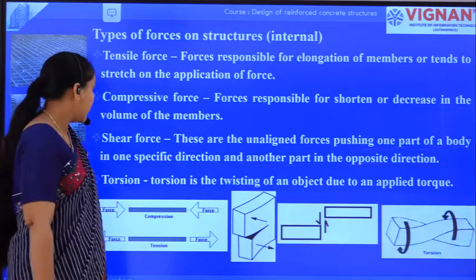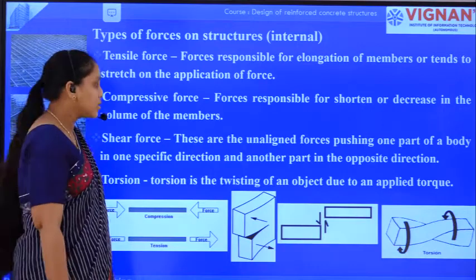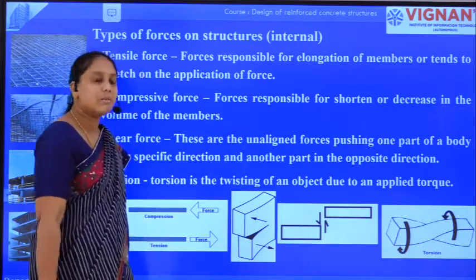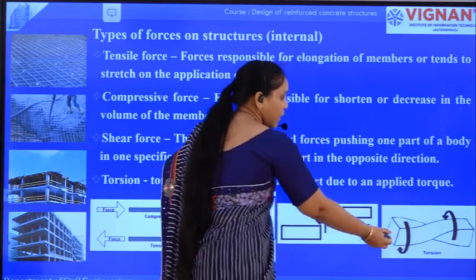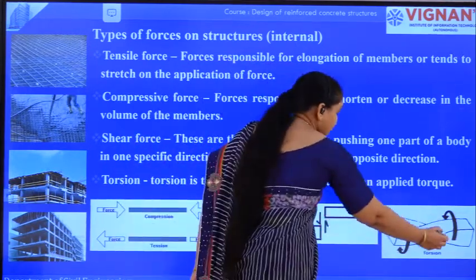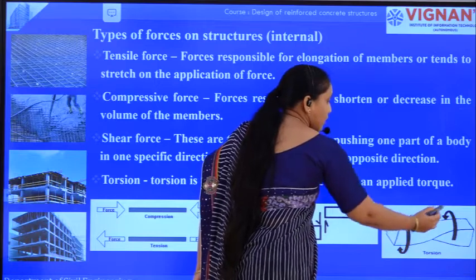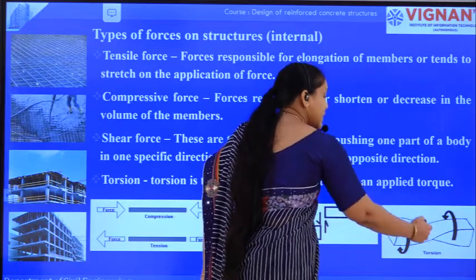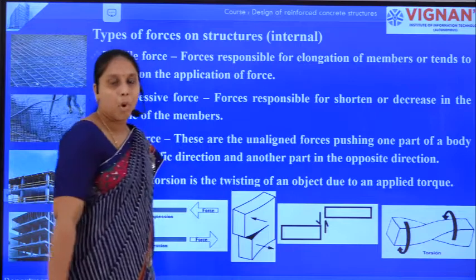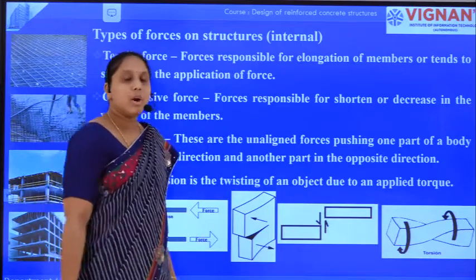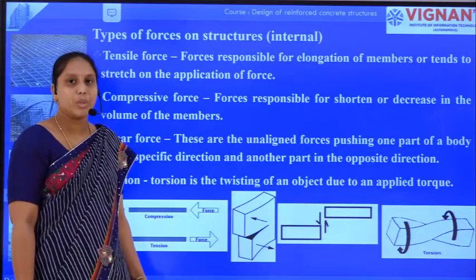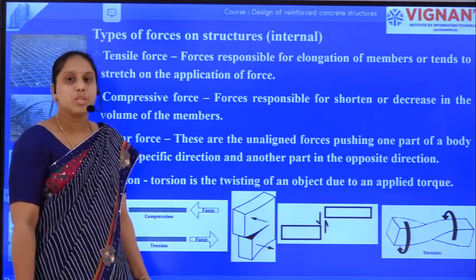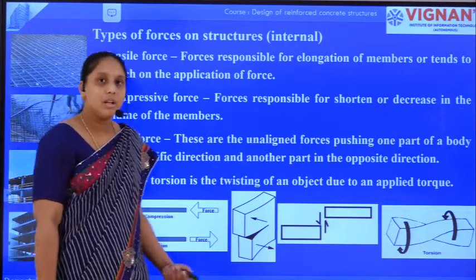So next is torsion. So what is torsion? Torsion is nothing but the twisting of an object due to the applied torque. If you can observe here, due to this applied torque, there is a twisting in the body. So all these are the internal forces which are generated within the structural members due to the application of the external loads.